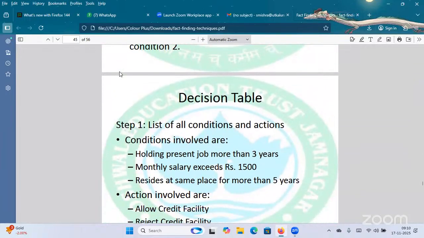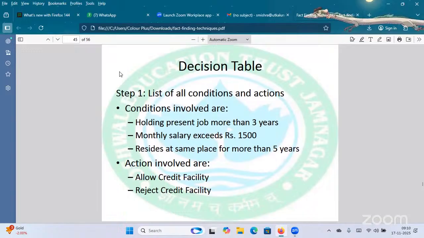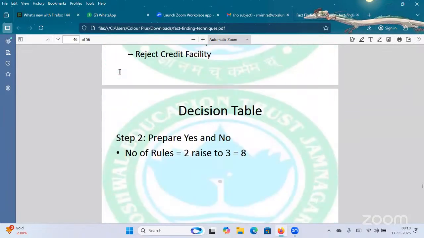In preparing the decision table, first list all conditions and actions. Conditions involved: holding present job more than 3 years. Second condition is monthly salary exceeds 1500. Third condition is resides at the same place for more than 5 years. Similarly, actions involved are allow credit facility or reject credit. 2 actions are there, that is allow credit facility and reject the credit facility.